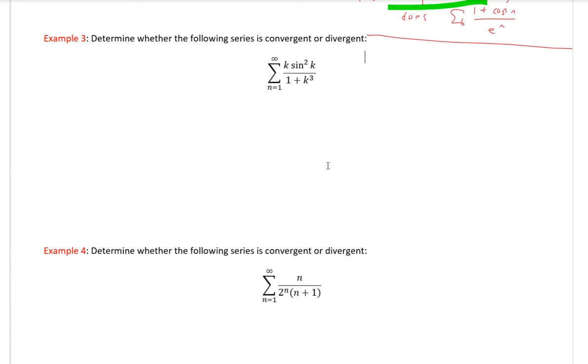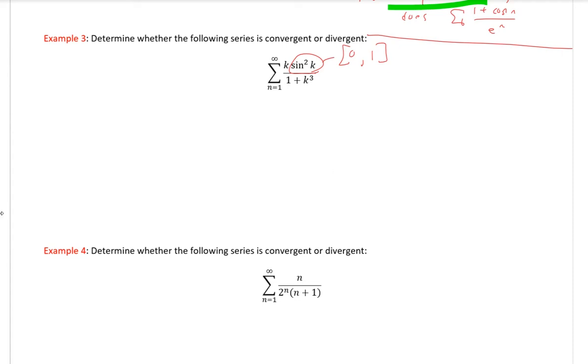All right, how about this one? K times sine squared k over 1 plus k to the third power. Looks complicated, but again, we have a trig function. We should think about what that trig function does. This is squared, so this is going to hop between 0 and 1. Technically, hard brackets, because it could equal 0 and 1 at multiple places.